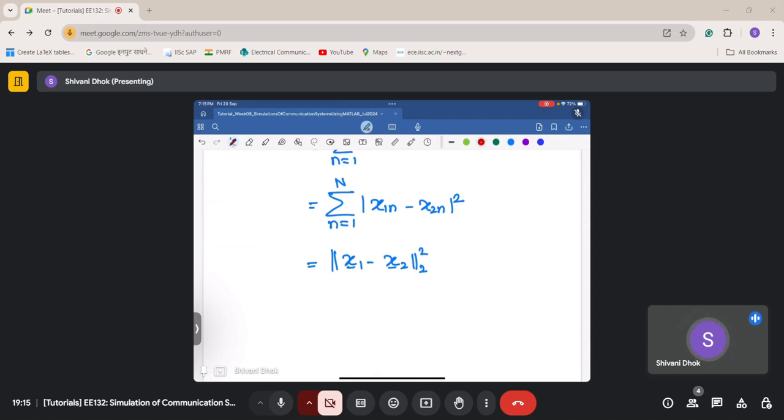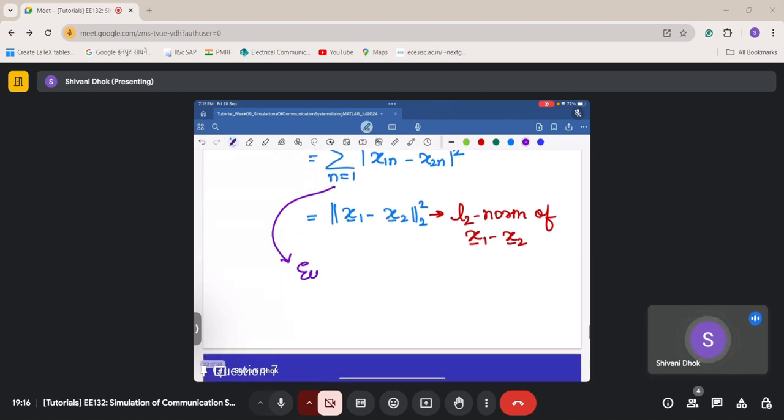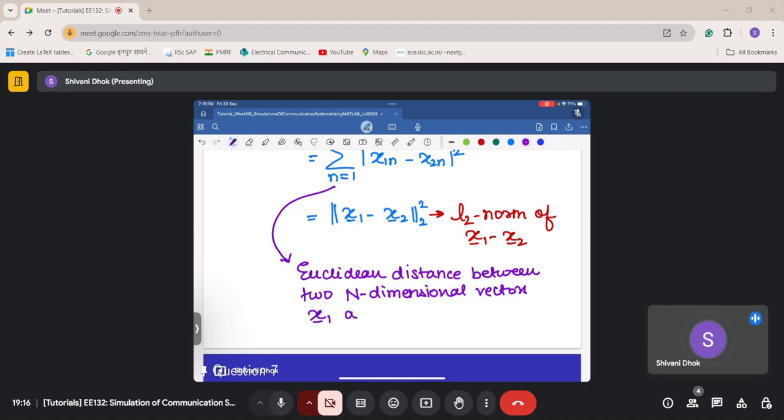So this interpretation implies L2 norm of vectors x1 minus x2. And this also implies that this particular thing is basically equal to your Euclidean distance between two n-dimensional vectors x1 and x2.